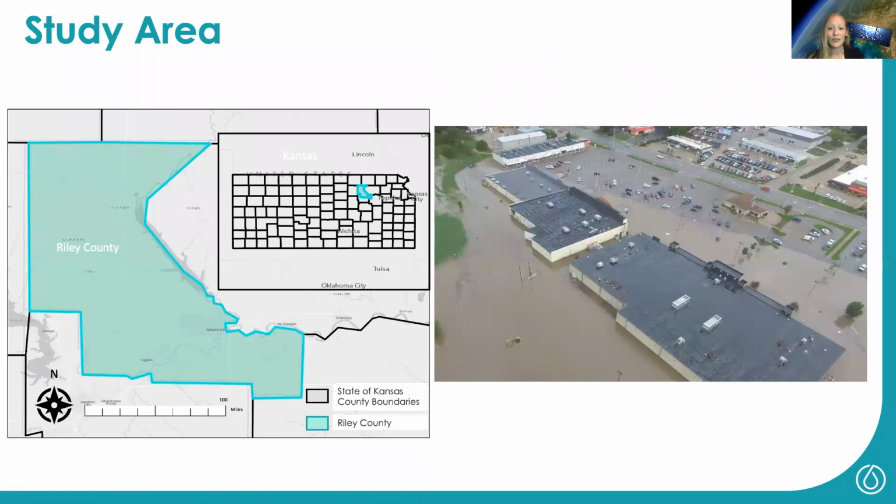In recent years, Riley County has been challenged by flooding. Historic flooding, such as the Wildcat Creek Labor Day flood of 2018 pictured here, has greatly harmed local residents and businesses in the city of Manhattan and the surrounding area. Our study covered the entirety of the county for years 2006 through 2019.